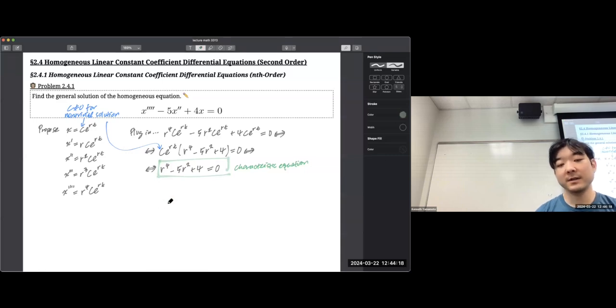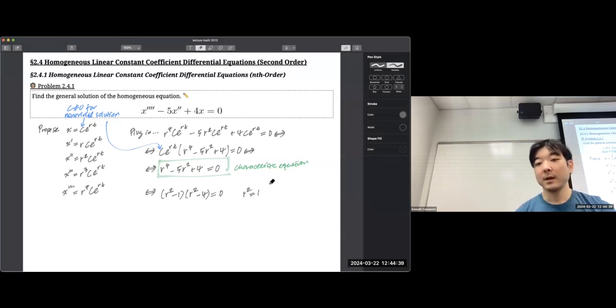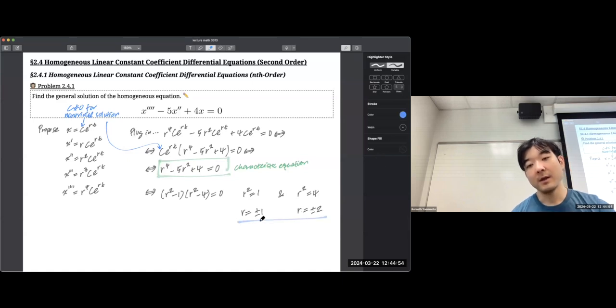And then you'd factor this, so this actually factors to r squared minus 1, r squared minus 4 is equal to 0. So you'll have r squared is equal to 1, and you'll have r squared is equal to 4, which means that r is equal to plus or minus 1, and r is equal to plus or minus 2. That's like your two r's after this. There is a total of 4 r's. There's a 1, there's a -1, there's a +2, and a -2.